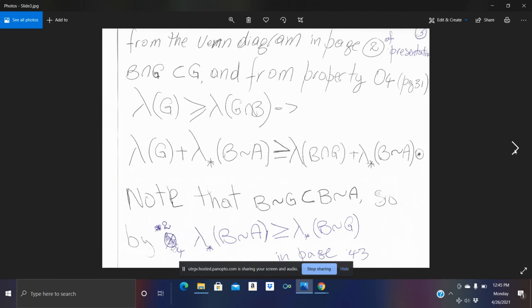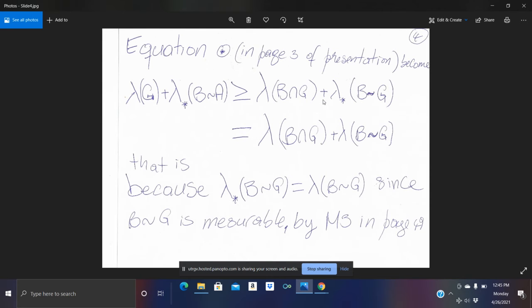So let's go to the next slide. We replace the inner measure of B minus A by the inner measure of B minus G. From there, instead of having the inner measure of B minus G, we just say it is the measure of B minus G. Why? It's simply because the Lebesgue measure of a set is the same as the inner measure of that set, given that the set itself is measurable.